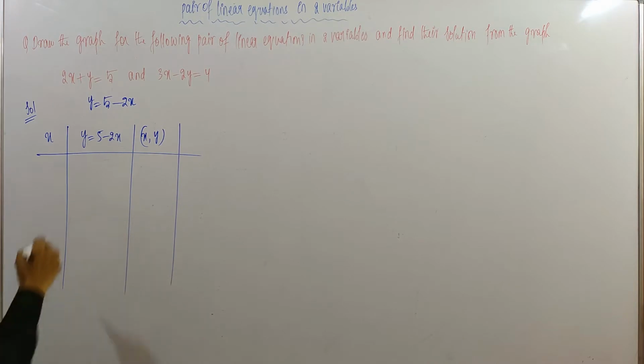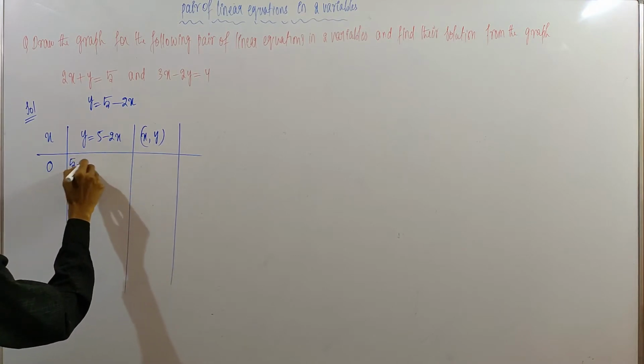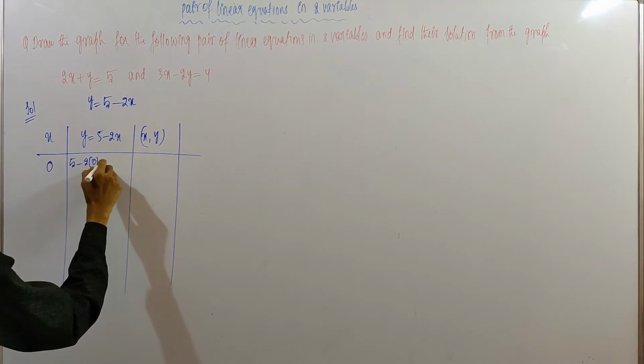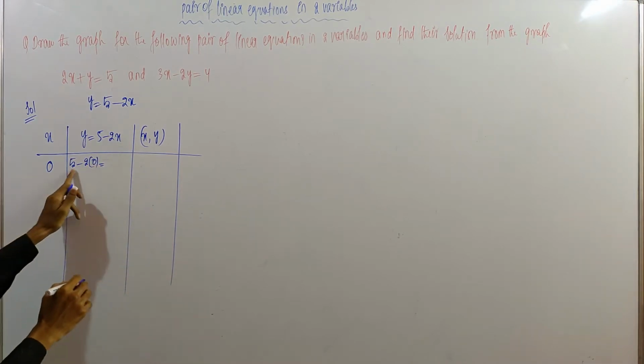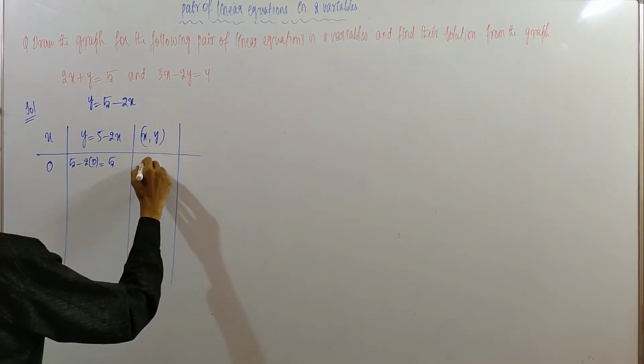Let us suppose the value of x is 0. Then y will be 5 minus 2 into x. The x value we have taken is 0. So we have 2 into 0, 0. 5 minus 0, we have 5. So the ordered pair is 0, 5.